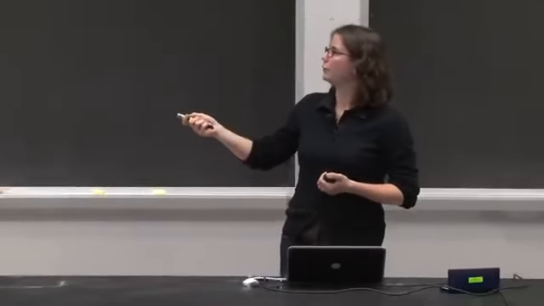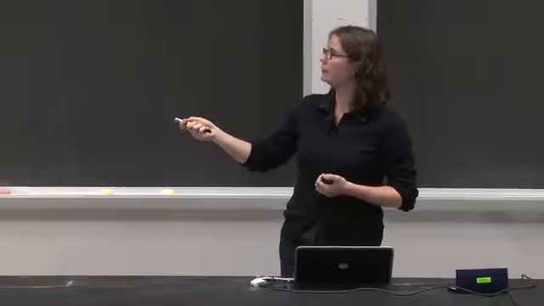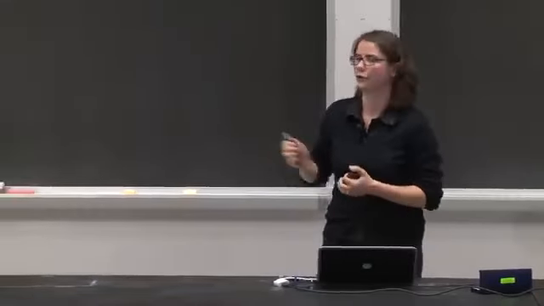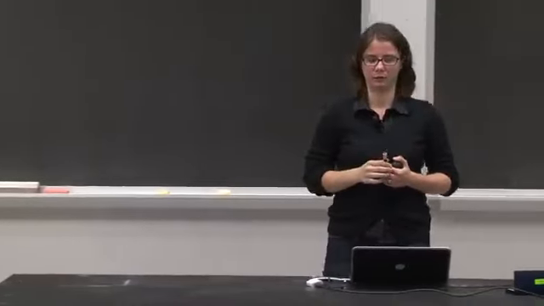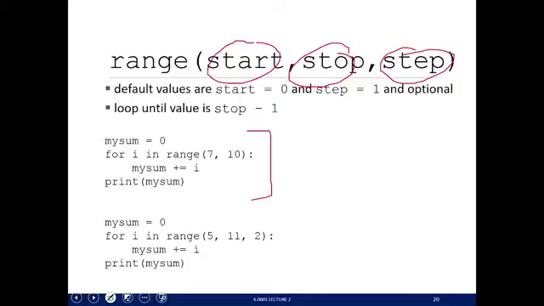And you're always going to start at the start value and stop at stop, so you're going to start at the start value, and you're going to go until stop minus 1. So those are the sequences of numbers. So in this first code right here, my sum is going to get the value 0, and you're going to have a for loop.